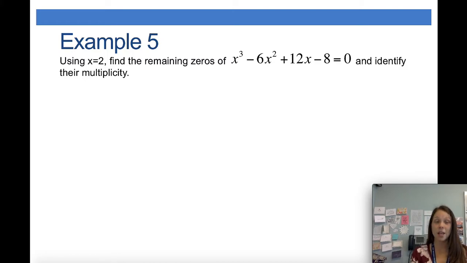Example 5. Using x equals 2, find the remaining zeros of x cubed minus 6x squared plus 12x minus 8 equals 0 and identify their multiplicity. So in this problem, we're starting with x equals 2 because when we graph that x cubed equation, we can go to the table and we see that when x is 2, the y value is 0. Meaning x equals 2 is where it crosses the x-axis.